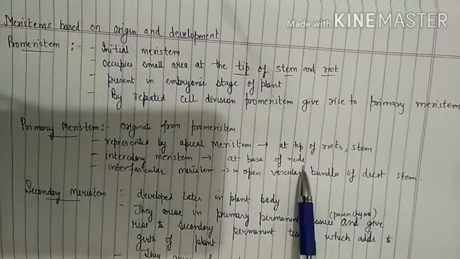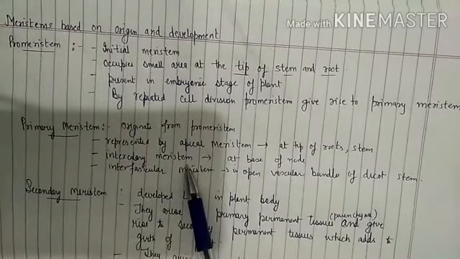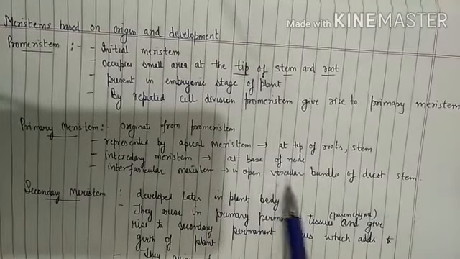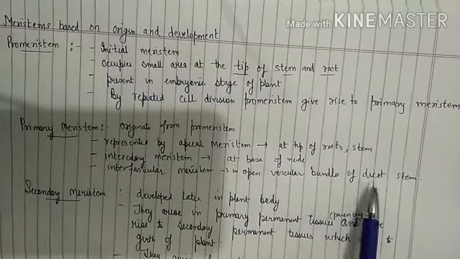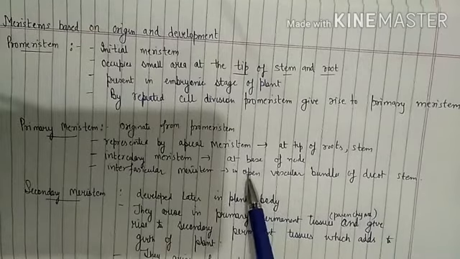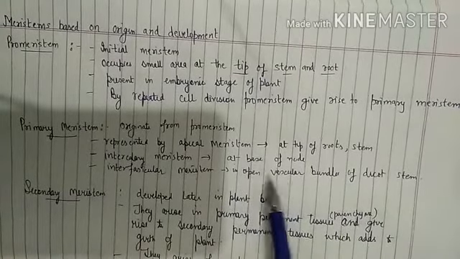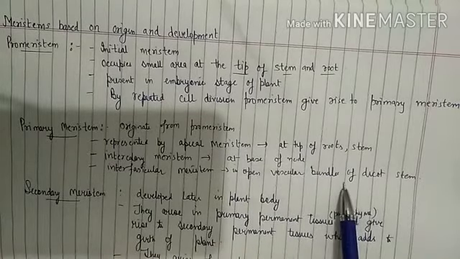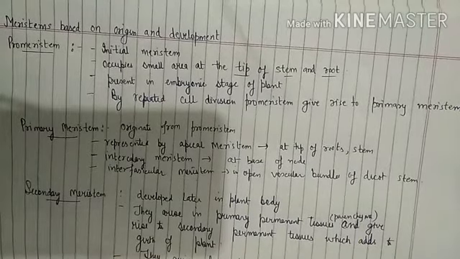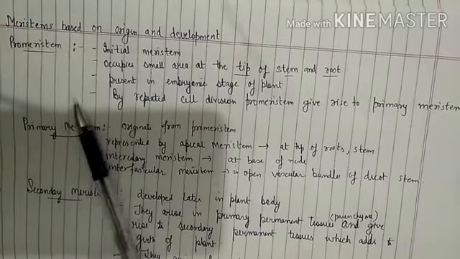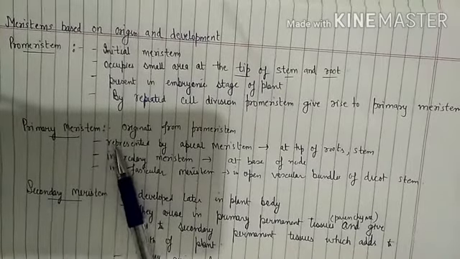If it is present at the base of node, it is known as intercalary meristem, and interfascicular meristem means it is present in open vascular bundle of dicot stem. This we will study in detail what is about open vascular bundle and closed vascular bundle. This we are going to study in the next videos. So up to now you should know that there is promeristem and primary meristem.